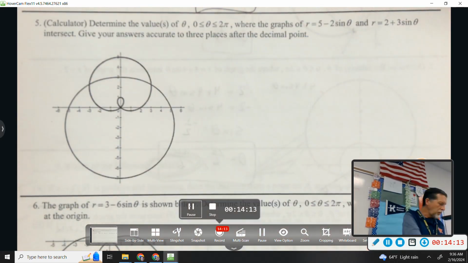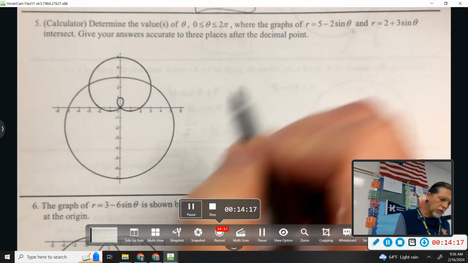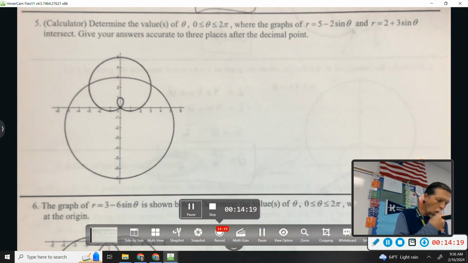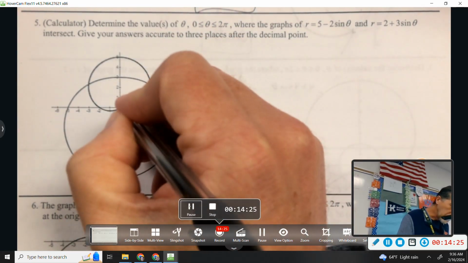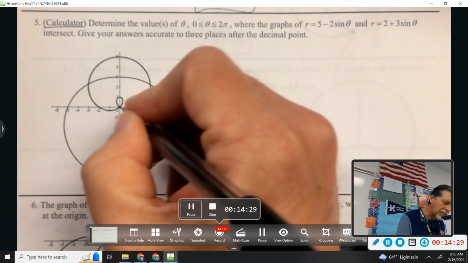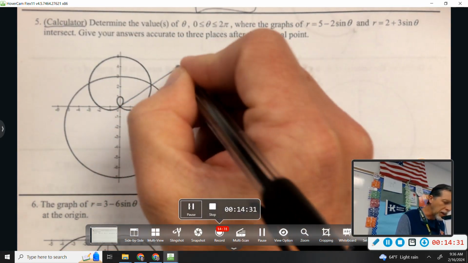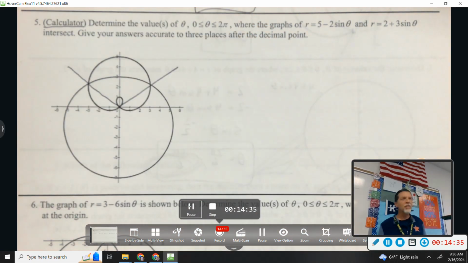Number 5. Determine the values where those two graphs intersect. Give answers accurate to 3 places after the decimal point. Well, it's with calculator, so I'm suspecting, and it says decimals. So I don't think I'm going to eyeball this one, but I can at least see my answers. I should have an answer in the first quadrant and the second quadrant.